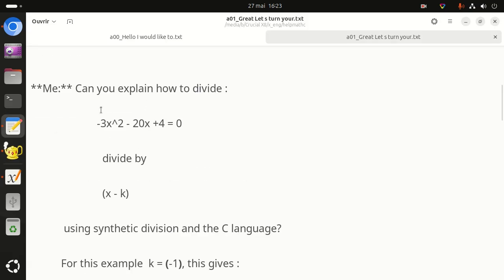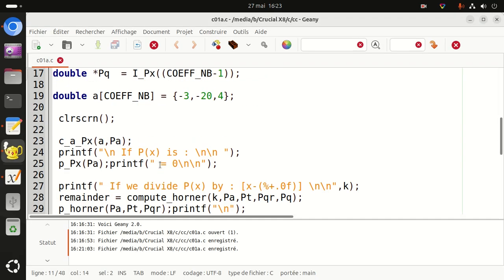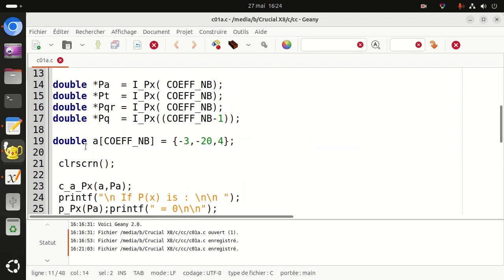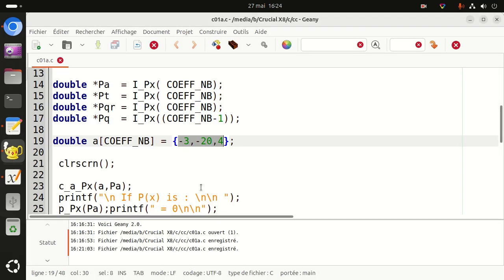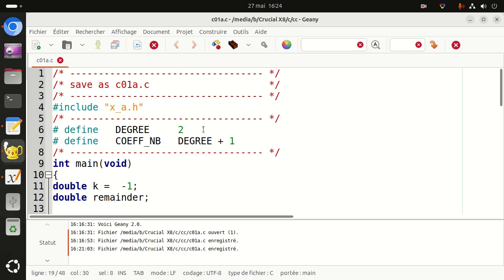and the coefficients of the polynomial, I write the coefficients of the polynomial in this tabular. Minus 3, minus 20, 4. Now I can try this example.